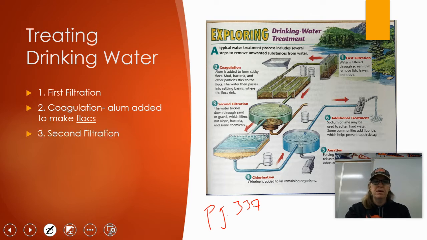Step 3 is a second filtration. This filtration is much smaller, though. The water actually goes through a sand or gravel bed. And there might be bacteria in it, and it's good bacteria that helps eat the bad bacteria.